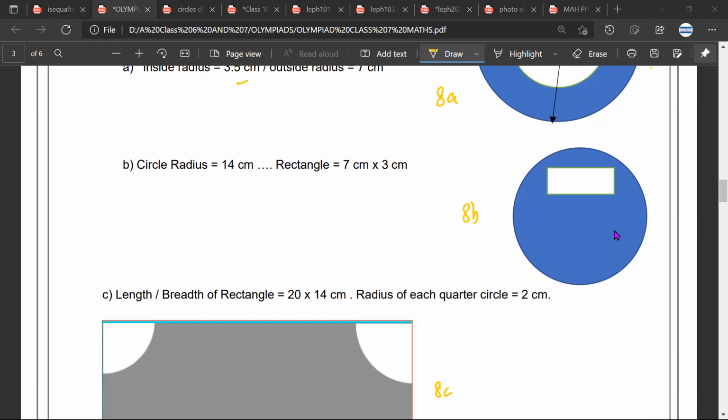Mr. Satya, how can we find the area of this figure? The dimensions given are that the radius of this circle is 14 centimeter. For the rectangle, the length is 7 centimeter and the breadth is 3 centimeter. Mr. Satya, can you tell how to solve this question?